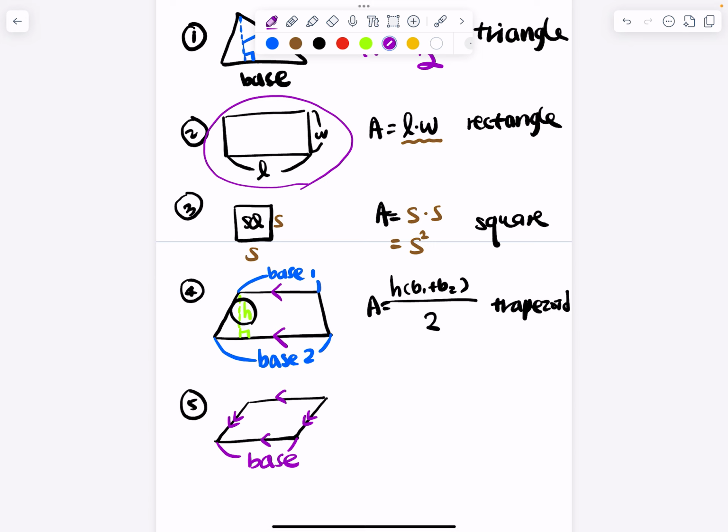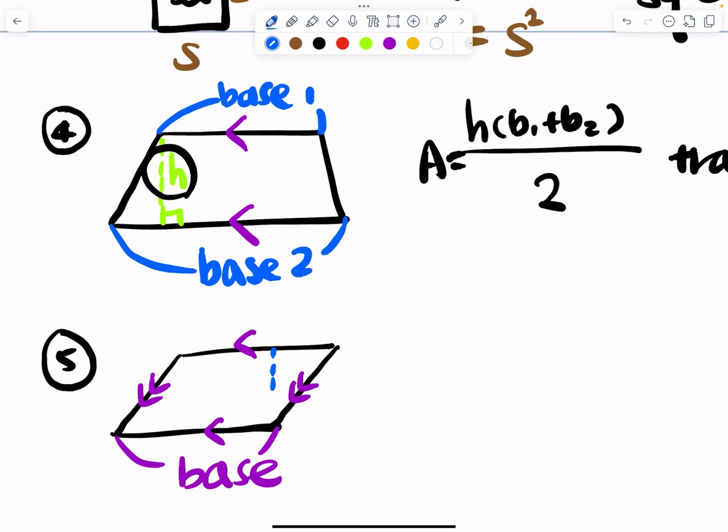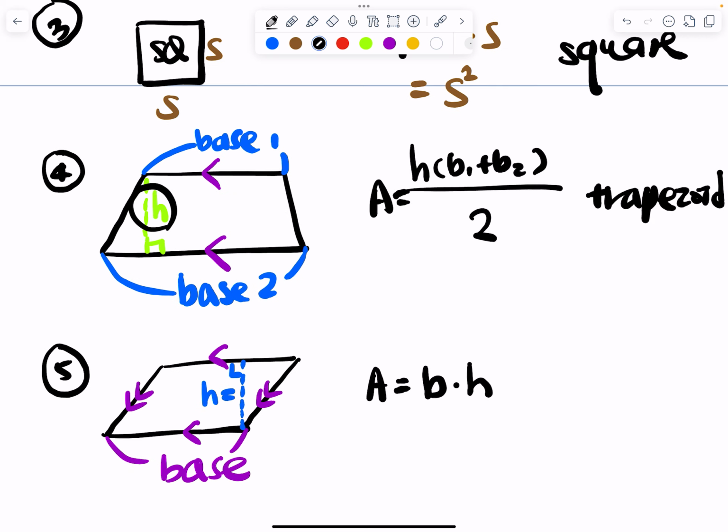And base times the other side, no. That's a common mistake, okay? It's actually base times height. So area of a parallelogram is B times H. That's it. That is how you find parallelogram area.